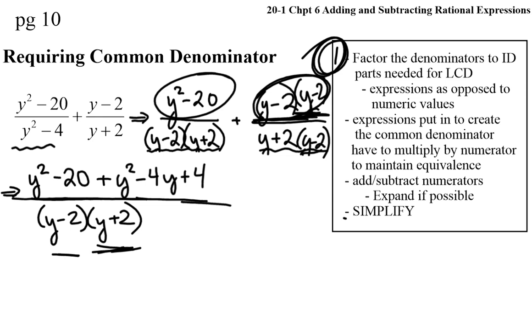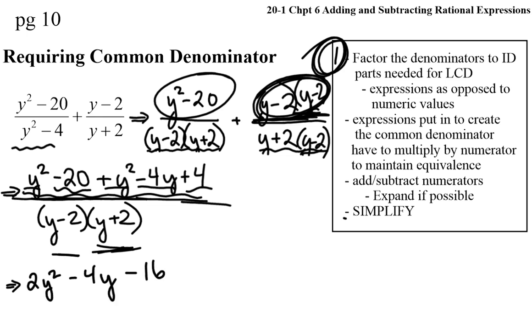At that point, well, we need to simplify our numerator. We've done the multiplying, but now we need to combine our like terms. Y squared and y squared, 2y squared. Negative 4y, and negative 20 plus 4 is a negative 16. And all of that is over y minus 2 times y plus 2. So there's the answer that we get from all of our steps, but are we finished? That's the question. We're not, because we need to simplify.